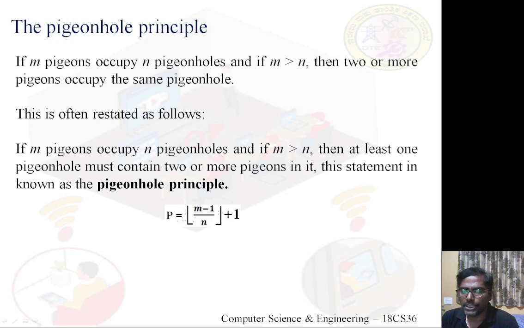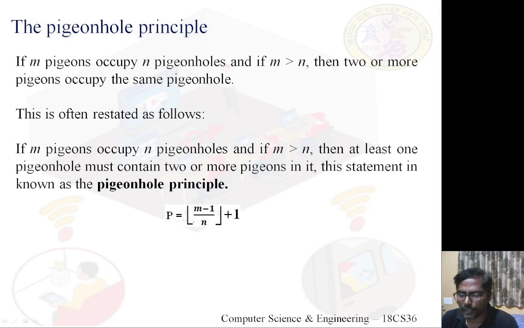See, it states that if there are m pigeons and n pigeonholes, and the number of pigeons is greater than the number of pigeonholes, then two or more pigeons occupy the same pigeonhole.